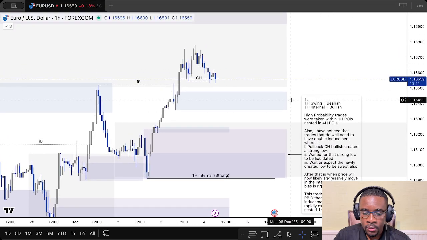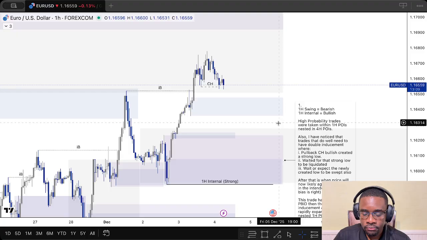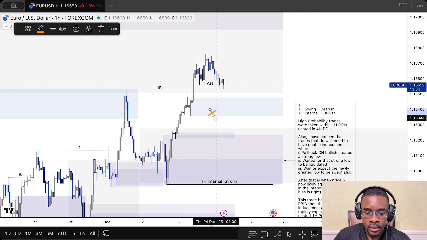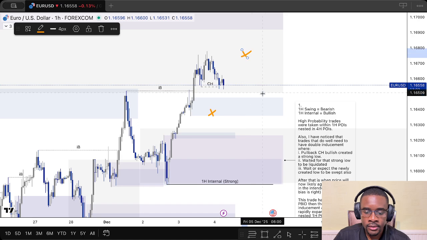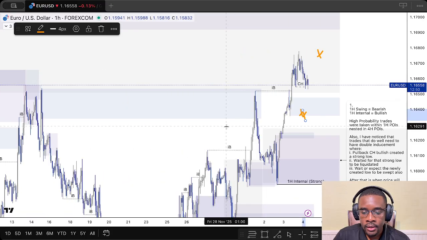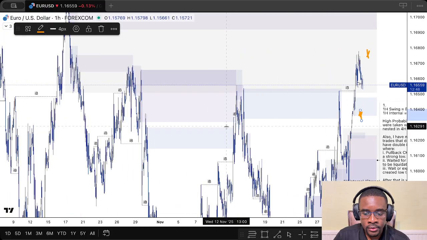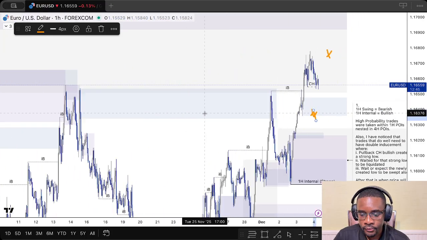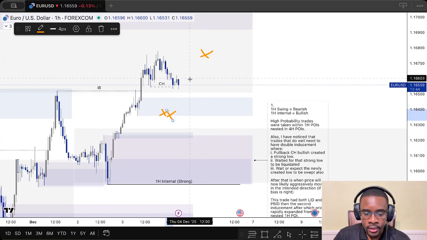So this 1 hour, you could think of it in this way. This is a 1 hour demand fighting against a daily supply. Okay, so which one is stronger, daily or 1 hour? Right, so the daily is stronger, so it's likely that the 1 hour will be run over. Okay, the 1 hour demand will be run over, and then we are likely at least to mitigate this 4 hour.